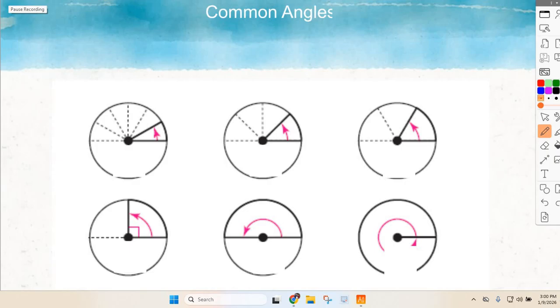We looked at our degree angles, and we looked at our radian angles, and then we talked about standard position. So now we want to label a bunch of angles that are in standard position. Remember, standard position means that we're starting on the positive x-axis, and we rotate counterclockwise.